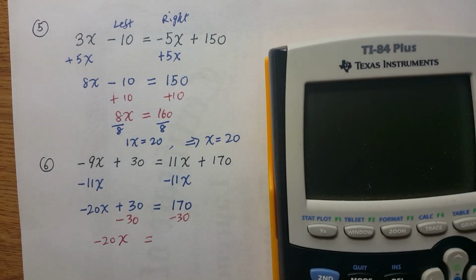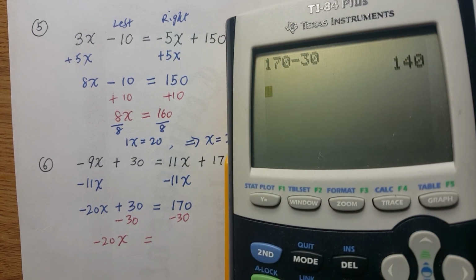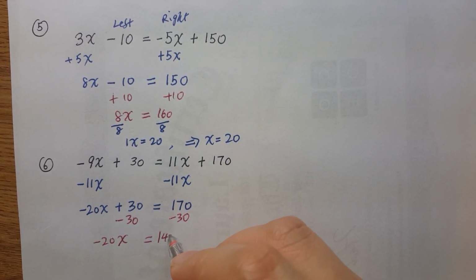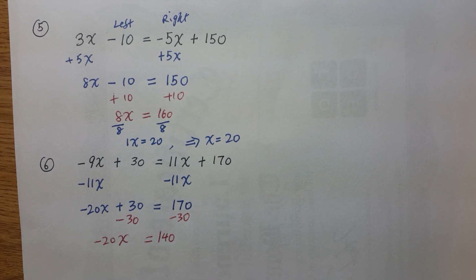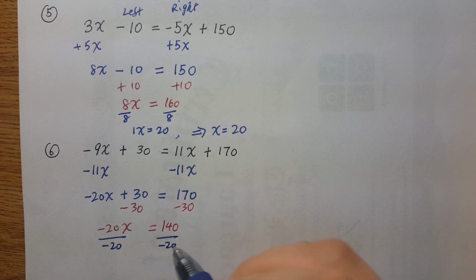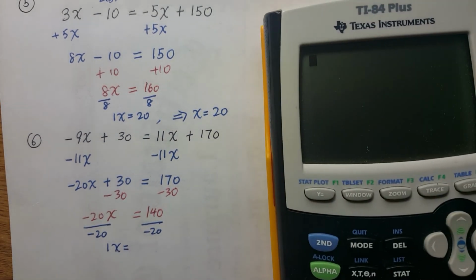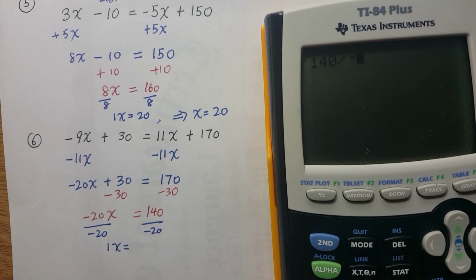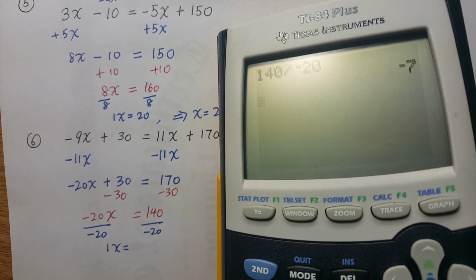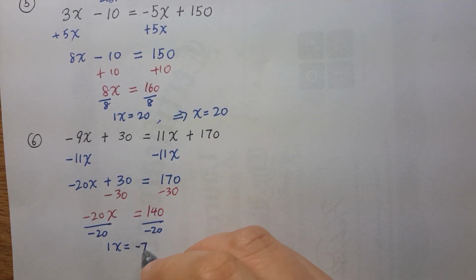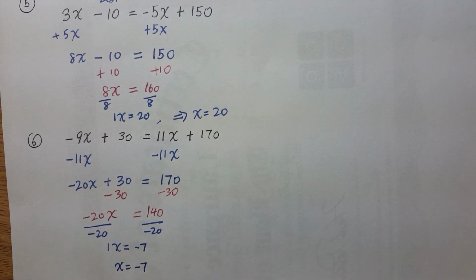And we use the calculator. 170 minus 30 equal 140. Now we have negative 20x, so therefore we have to divide by negative 20 and divide by negative 20. Negative 20 divided by negative 20 is 1, so we get 1x equal. Now next step, we're going to do 140 divided by negative 20 equal negative 7. So that means x equal negative 7. So we finished question number 6.